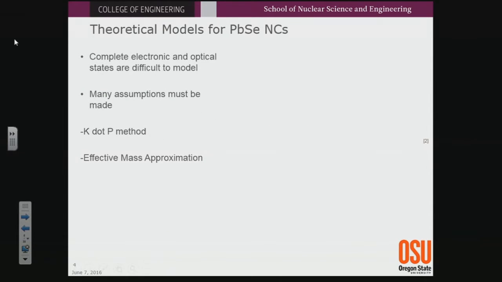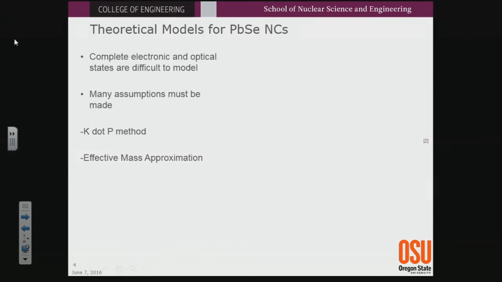So, theoretical models. This was the hardest part of my research. It's very hard for me to wrap my head around some of the quantum mechanics that came up. Complete electronic and optical states are very difficult to model. Many assumptions must be made. I could talk about the k·p method. I could talk about the effective mass approximation.